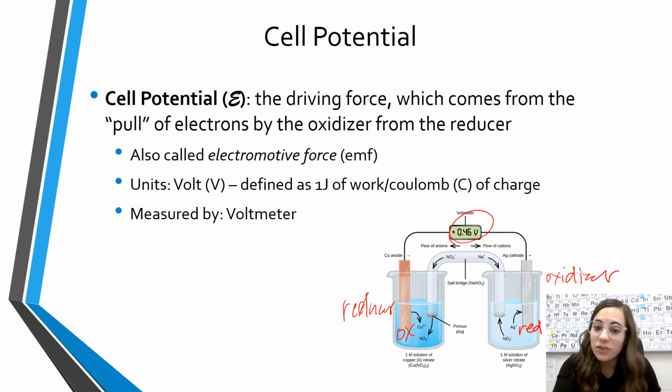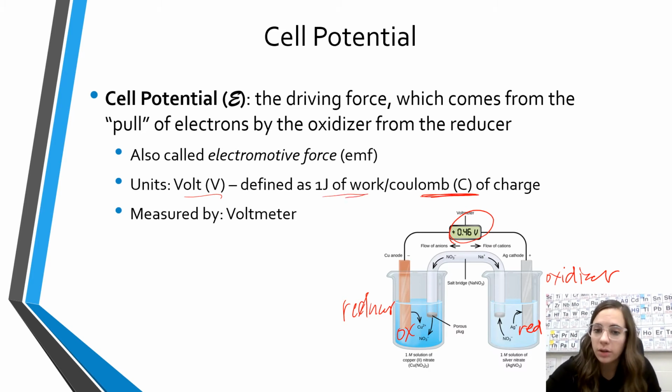Because the silver is forcing the copper to be oxidized, the copper is reducing the silver, okay? It's tricky. You just got to kind of keep saying it over and over again, okay? So the cell potential is also called the electromotive force. The unit is in volts. It's important that you notice that it's 1 joule of work per coulomb of charge.